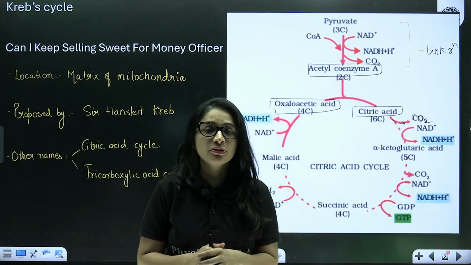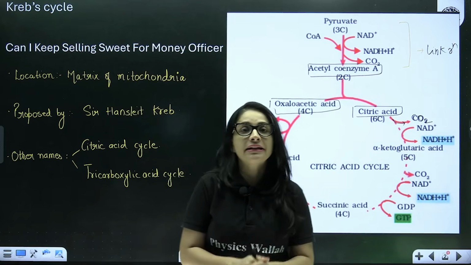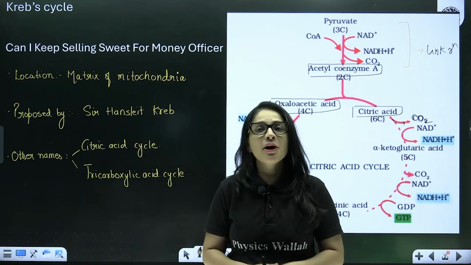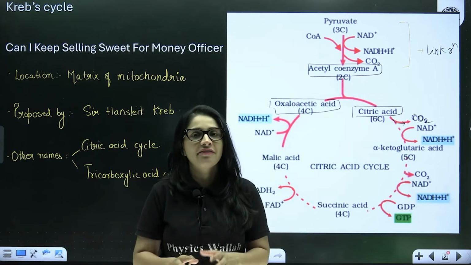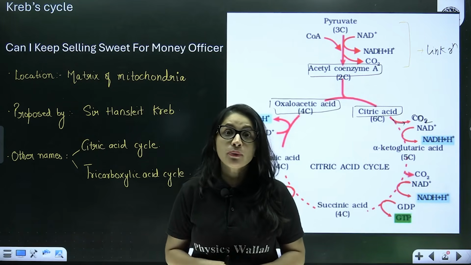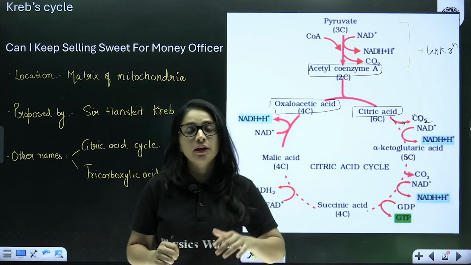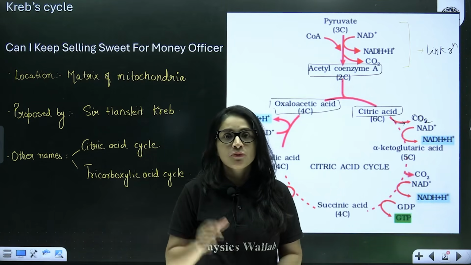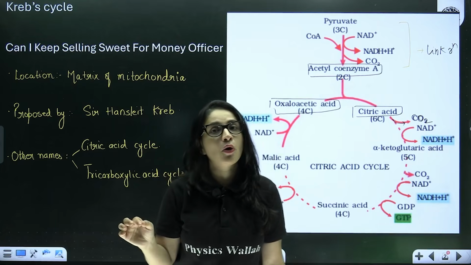Hello and welcome to all my dear students. Today I am here to discuss one of the hottest topics of class 11th biology, that is Krebs cycle. Today we are going to learn all the steps of Krebs cycle in a very funny and in a very amazing manner. So before we start with the actual steps of Krebs cycle, first let me tell you where this process takes place. The process of Krebs cycle occurs inside the matrix of mitochondria.